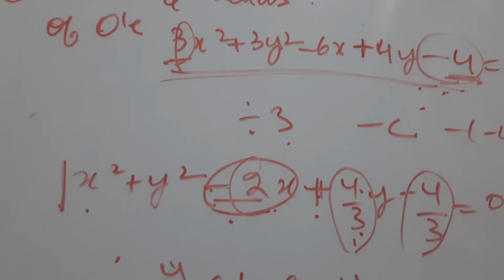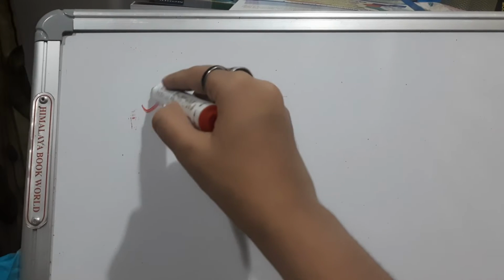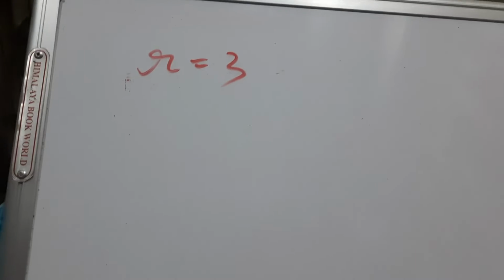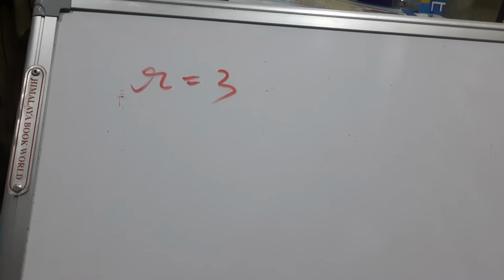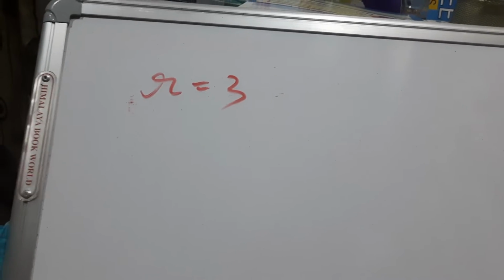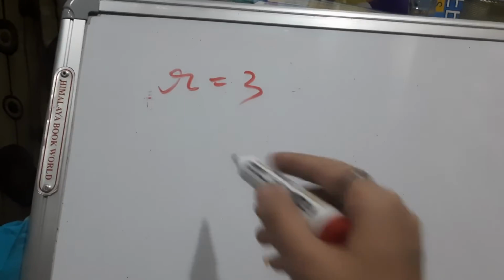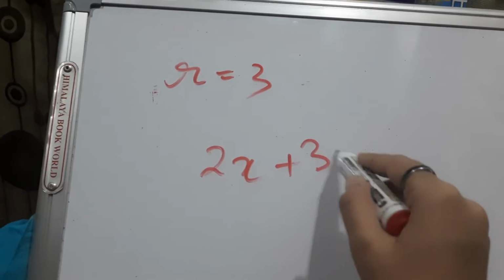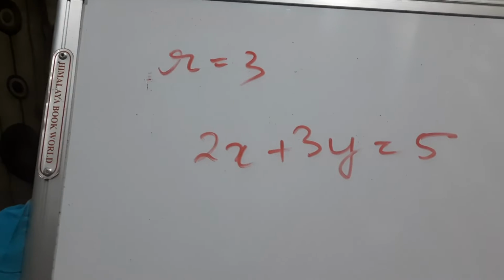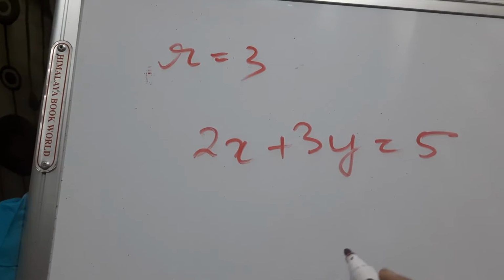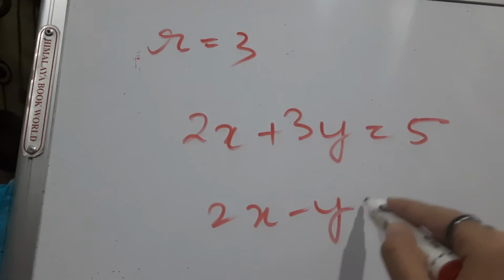Simple, understood? Thank you. So our next question, I'm not writing the question, but I'll just speak it out. The question is: the equation of a circle with radius 3 and center as the point of intersection of the lines. You are given two lines: 2x plus 3y equals 5 and 2x minus y equals 1.